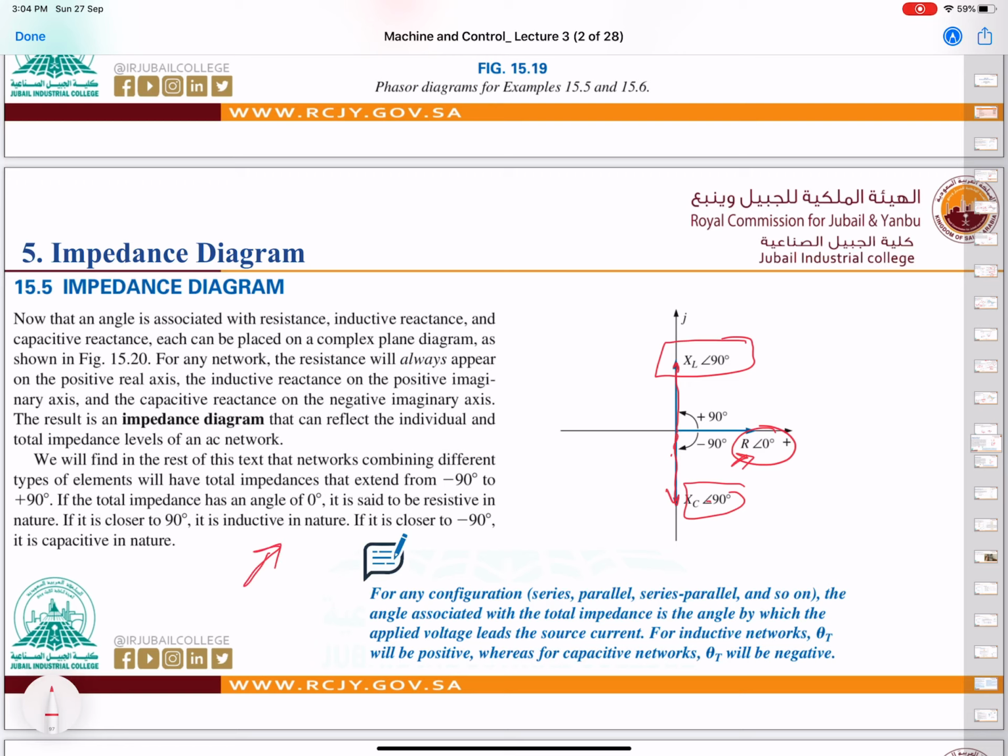For any configuration, series, parallel, and so on, the angle associated with the total impedance is the angle by which the applied voltage leads the source current. For an inductive network, theta T will be positive, whereas for a capacitive network, theta T will be negative. You will find it easy with these examples.